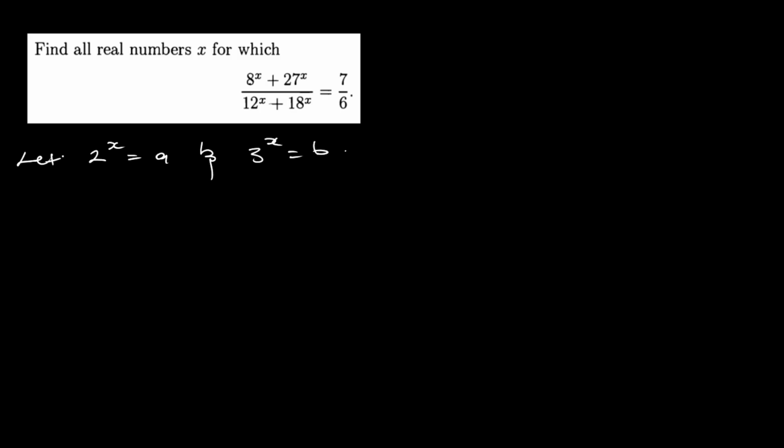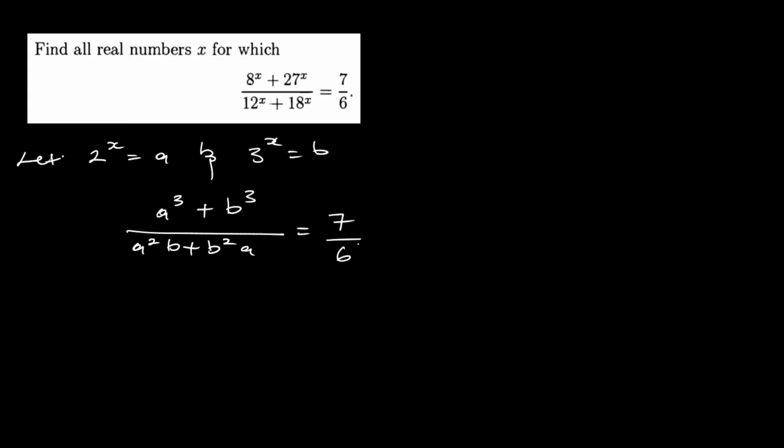So now let's rewrite our equation. Let's say that a cubed, because that is 2 to the x cubed, plus b cubed, over a squared b plus b squared a, and this is equal to 7 over 6.